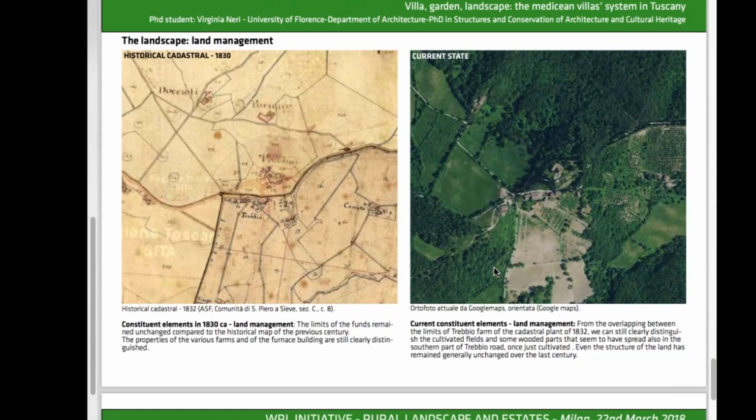So we can still clearly distinguish the cultivated fields, the woods, and in some cases, some fields have become woods, but even the structure of the land has remained generally unchanged over the last century.